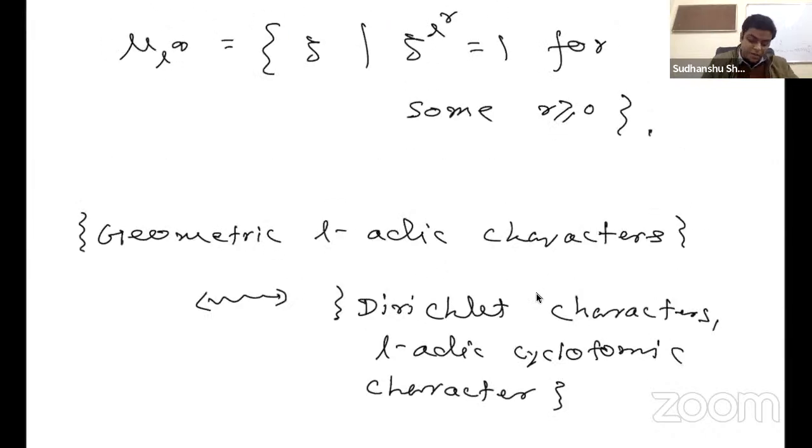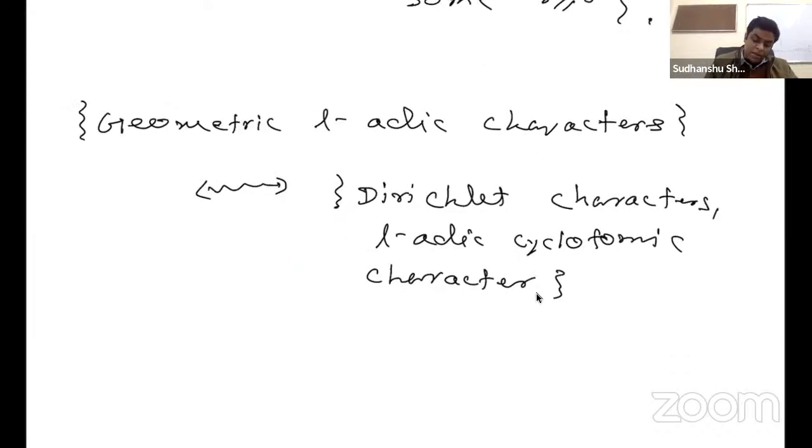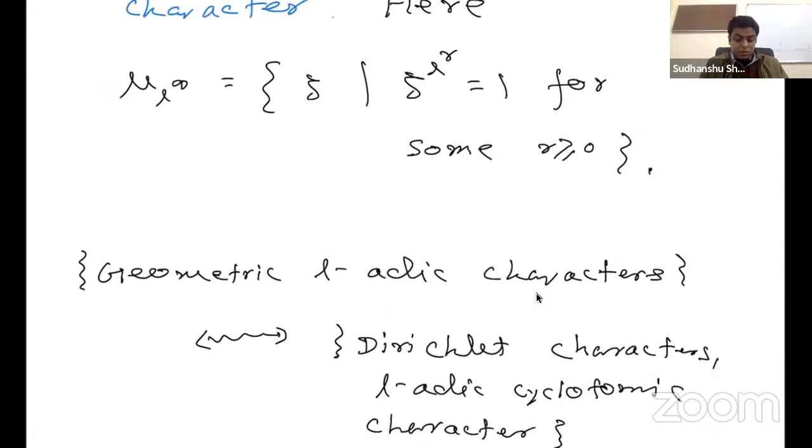And here is a correspondence. It says that representations are called geometric l-adic representations. I'll say a little bit about it. I'll not give you complete detail, but say a few words about it. So what are geometric representations? In particular, the characters of GQ correspond to what we call the Dirichlet characters, that is finite order characters, and this l-adic cyclotomic character. So these are all geometric characters of GQ.